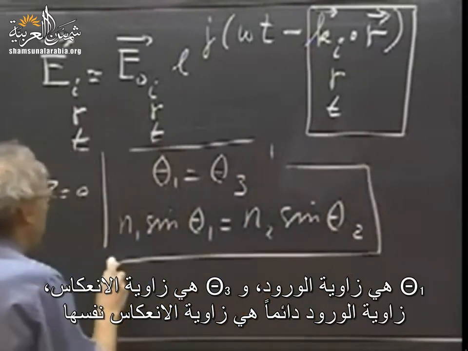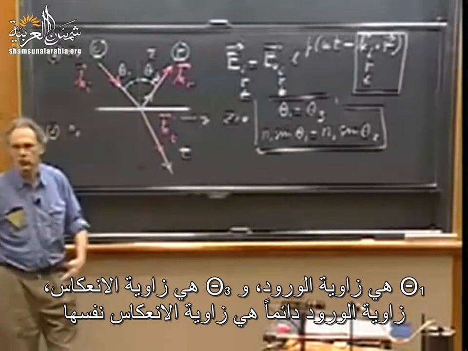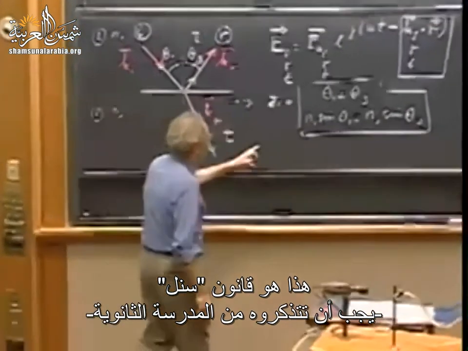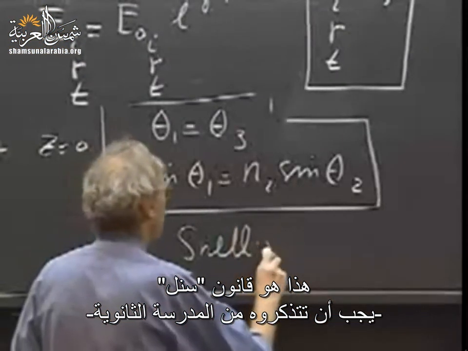We call theta 1 the angle of incidence. We call theta 3 the angle of reflection. So the angle of incidence is always the angle of reflection. This law, you may remember from your high school days, if you had any physics, is Snell's law.